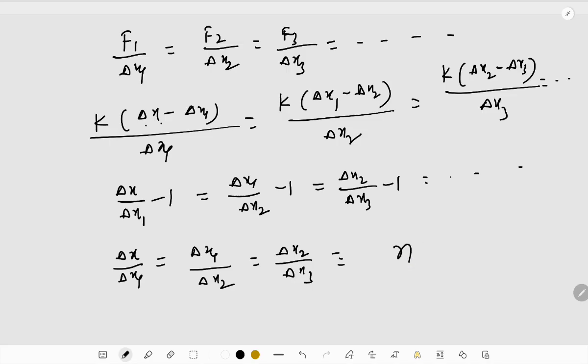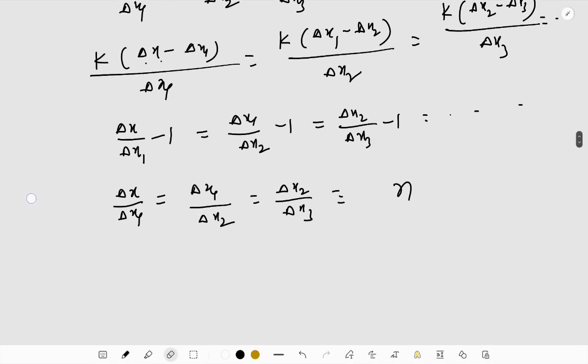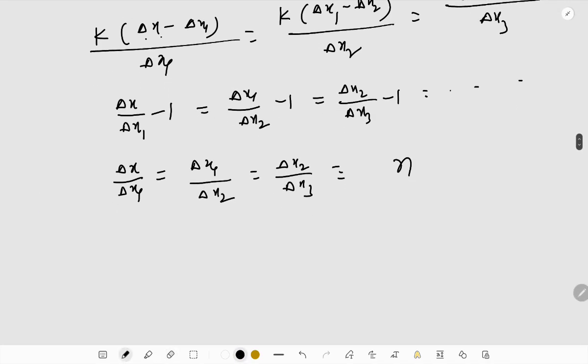written as, if there are n number of such springs, we can simply write it equal to n. Of course, n is greater than 1. We don't know the exact value, but we can simply write it here n. And so we are going to form the equations.